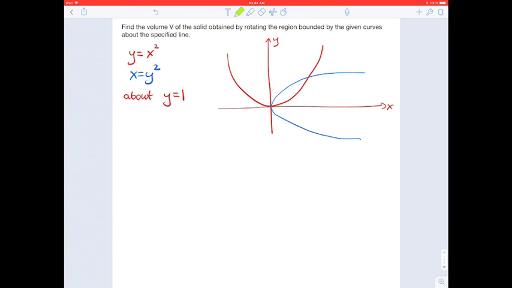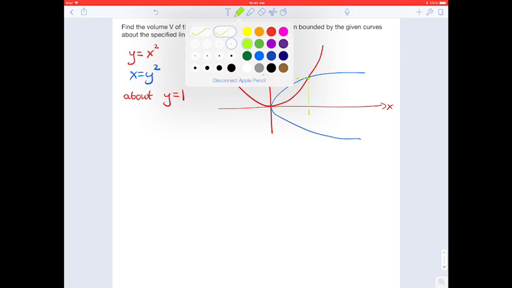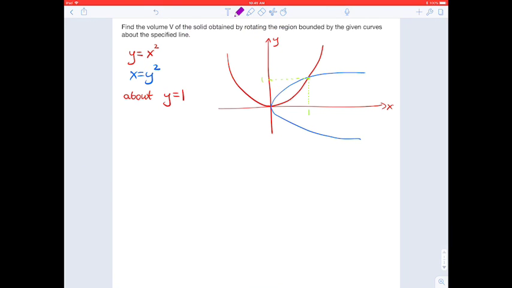We may notice the point of intersection, and we know that this is 1 because 1 squared is going to be 1. And the line of rotation is actually the horizontal line y equals 1, which is the same level here. Our region is the region between the blue and the red curve.